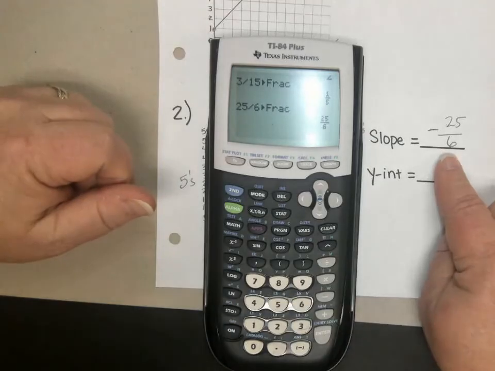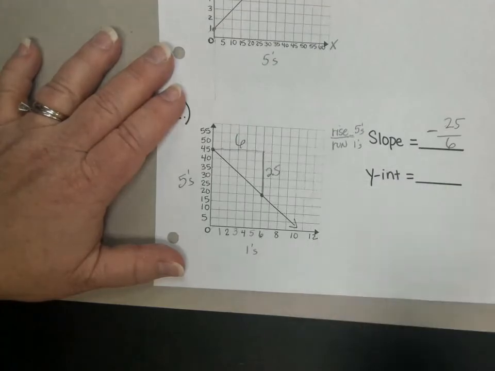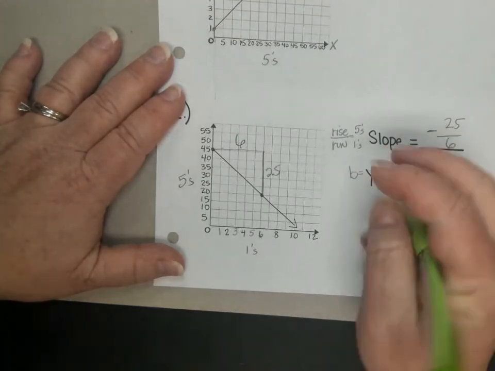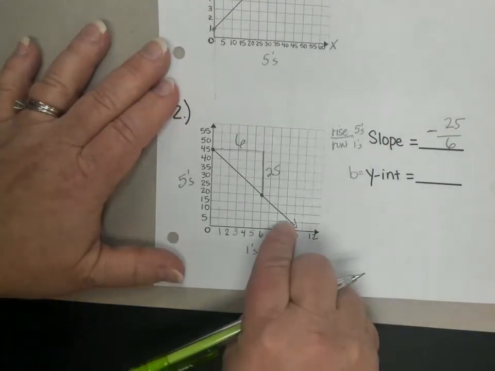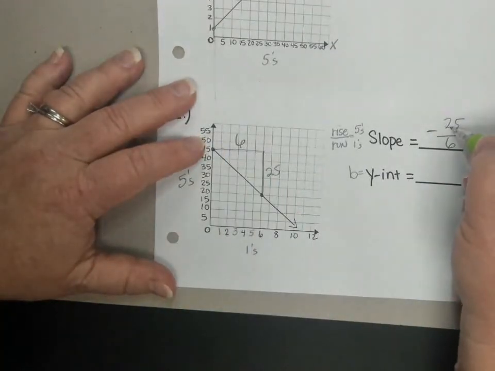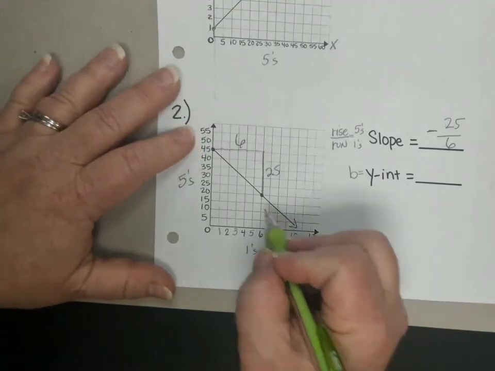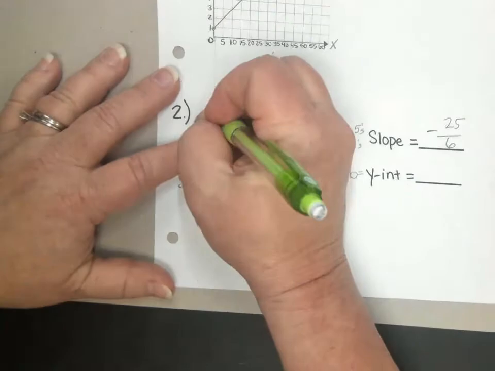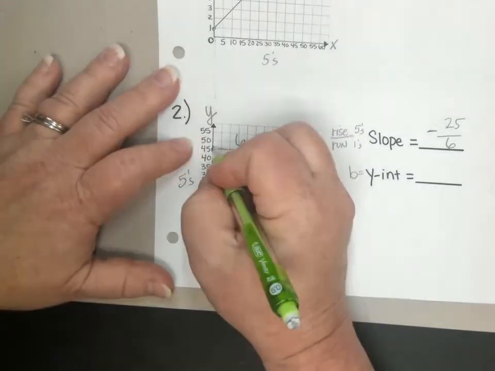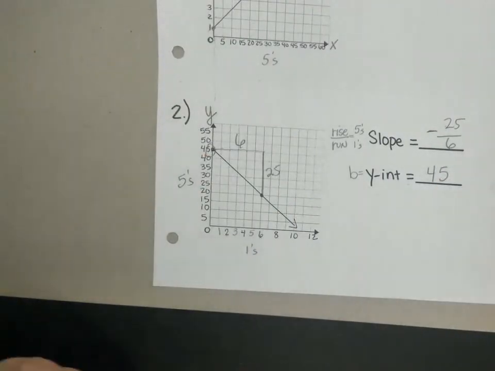Now, we'll get into tables later. Y-intercept, remember that's your B value, and your y-intercept is where this line crosses. Now, just because your slope is negative doesn't necessarily mean your y-intercept is negative. So your y-intercept crosses the y-axis at 45. So my y-intercept is 45.